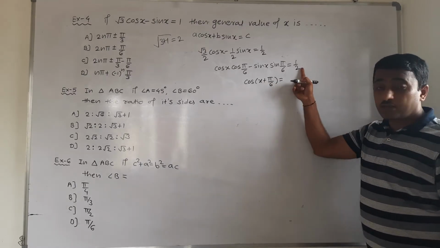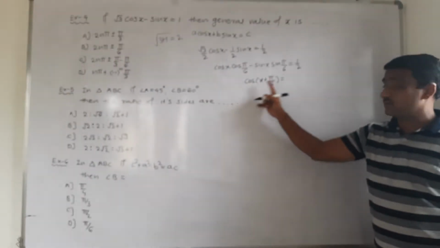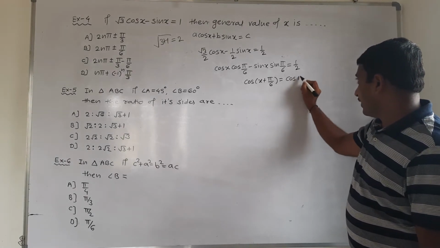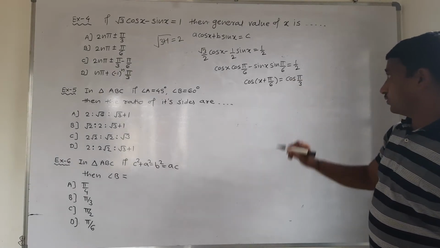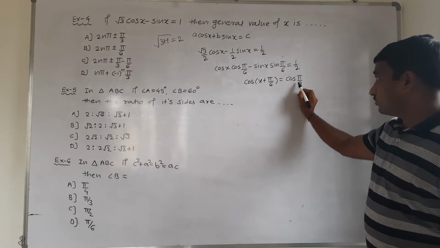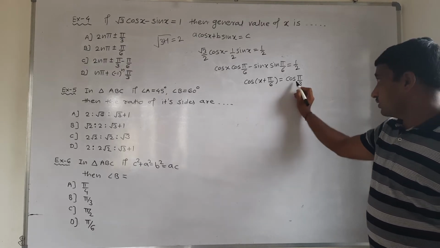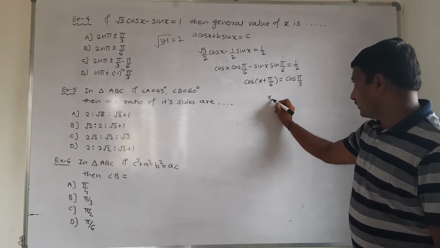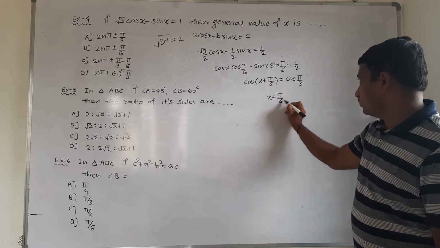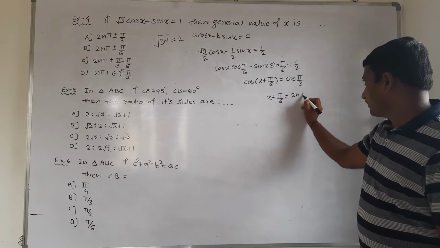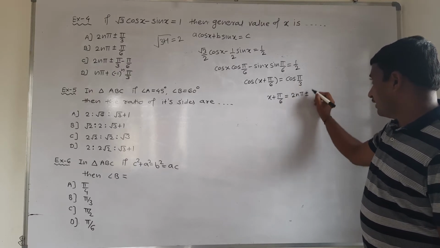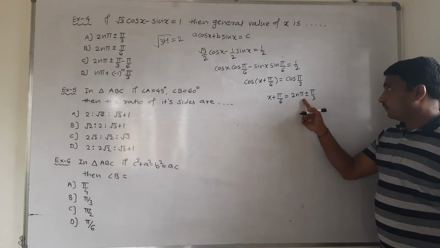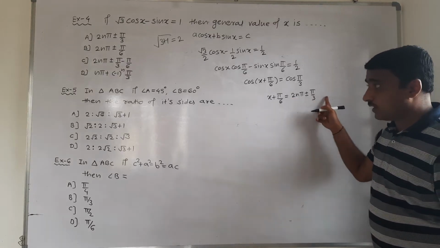Now I write this 1 by 2 in terms of cos. Here as a cos, therefore I write in terms of cos. Cos 1 by 2, it is cos pi by 3, cos 60 is 1 by 2. Therefore cos theta is equal to cos alpha type, or cos x equal to cos alpha. Then the general solution is: angle x plus pi by 6 is equal to 2n pi plus or minus alpha, which is pi by 3. Now this pi by 6 transfer, therefore 2n pi plus or minus pi by 3 minus pi by 6.